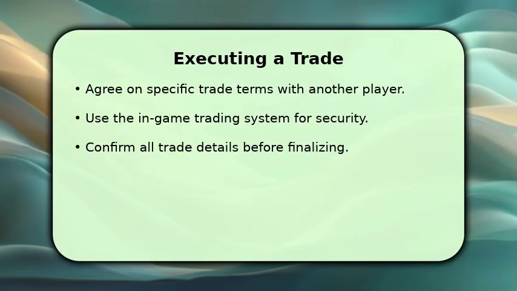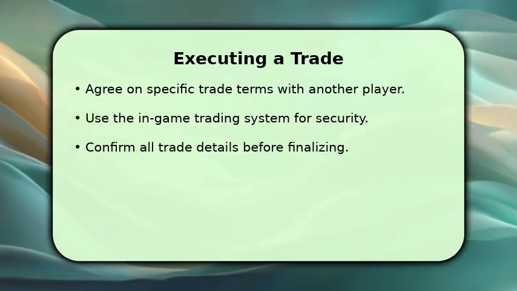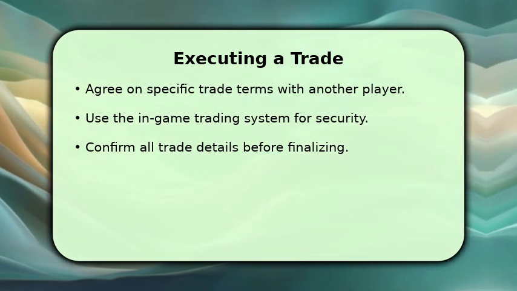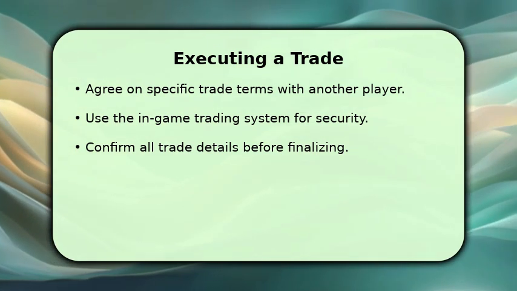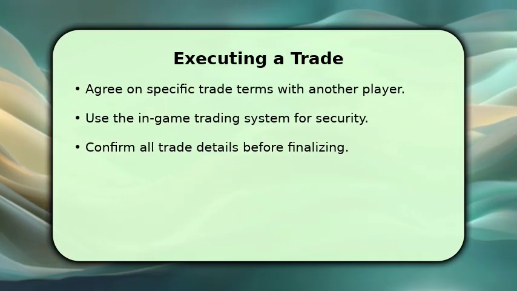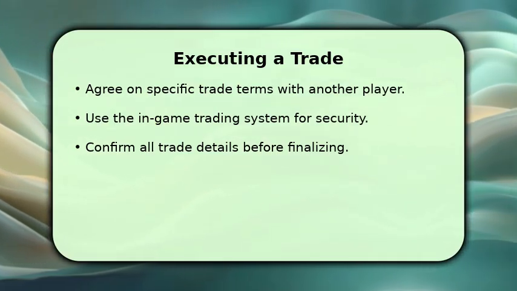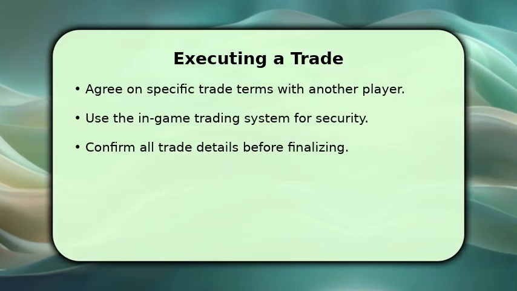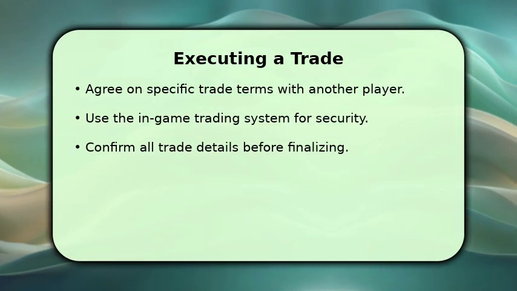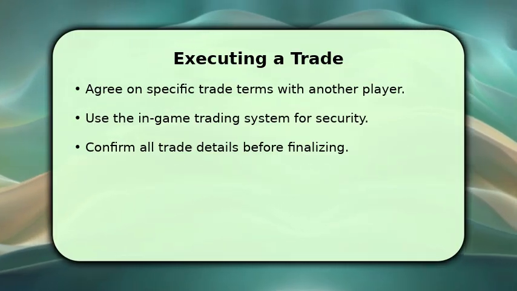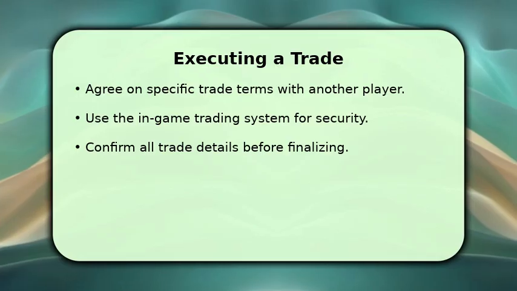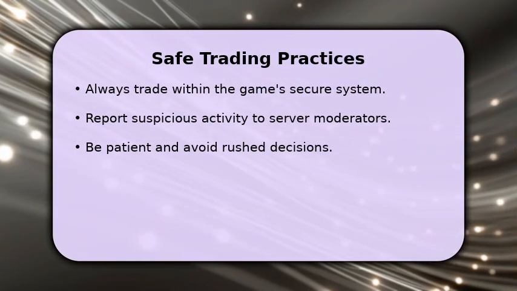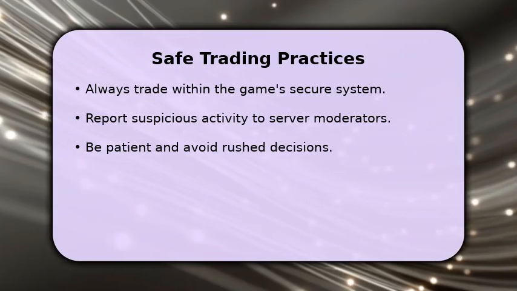Once you have found a trading partner, agree on the specific terms of your exchange. This includes the exact items and quantities involved. It is crucial to always use the secure in-game trading system to complete your transaction. This protects both parties from potential issues. Before you finalize anything, double-check all the trade details within the game to ensure everything matches your agreement. This prevents any misunderstandings.